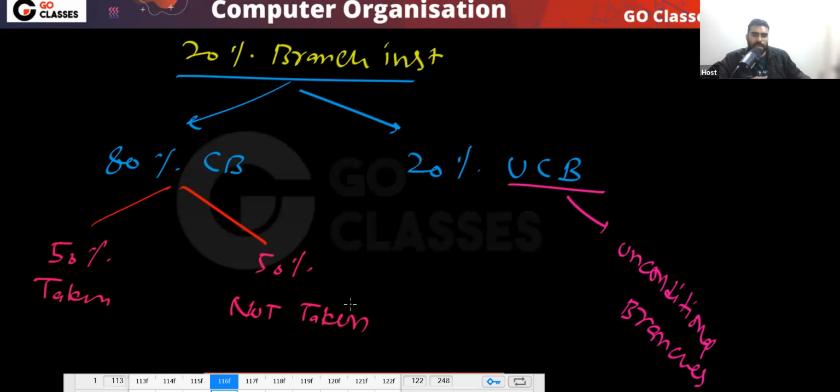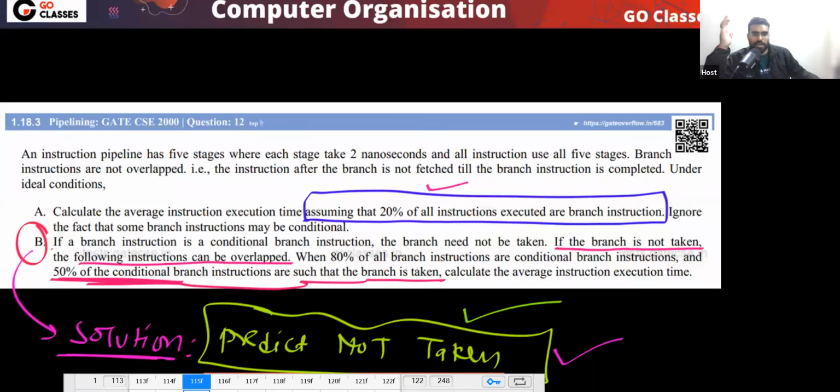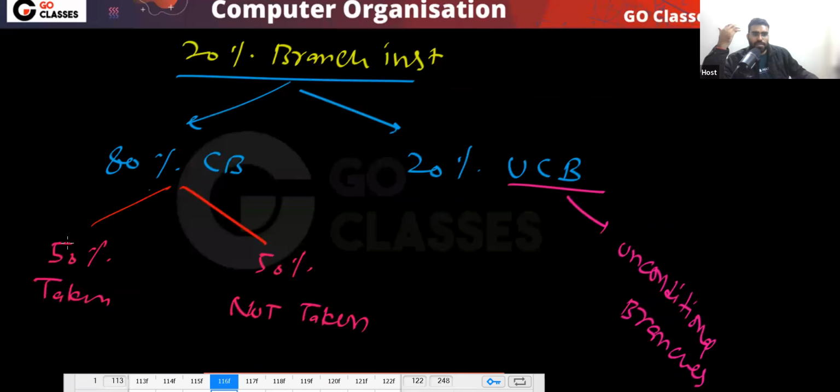Your prediction is this, because the question is simply saying that if the branch is not taken, the following instruction you can overlap, you can bring the following instruction. So your prediction is not taken. Tell me here.